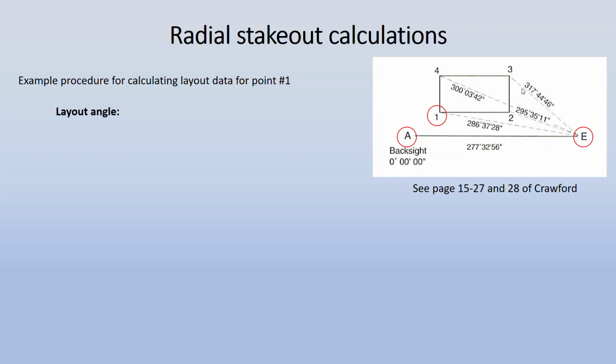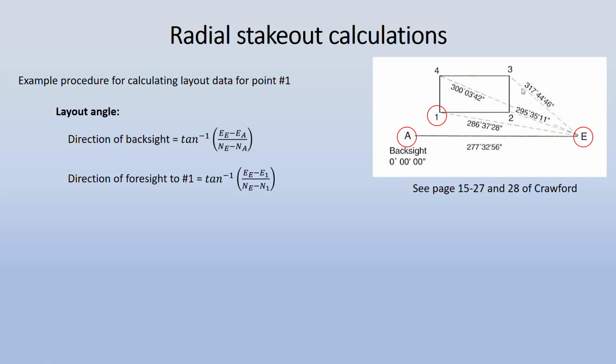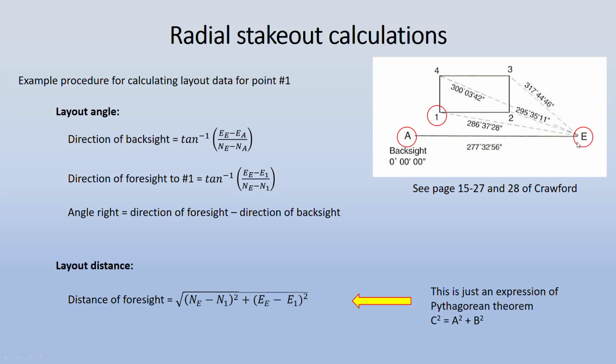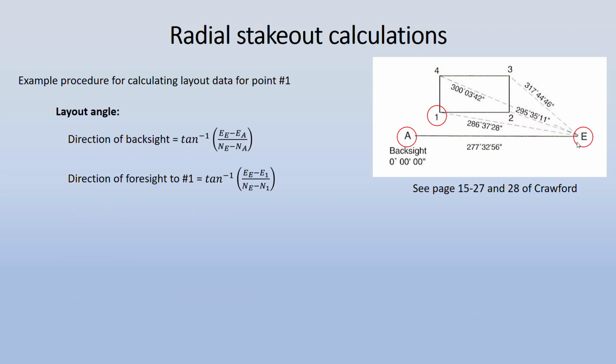So for the layout angle, the direction of your backsite, the direction of this reference line, we're going to assign the angle 0 to it with regards to our instrument. But the direction is a function of the coordinates, or it's a result of the coordinate system that we've applied to that. So don't get the backsite angle confused with the backsite direction, because the book does kind of differentiate those for you.